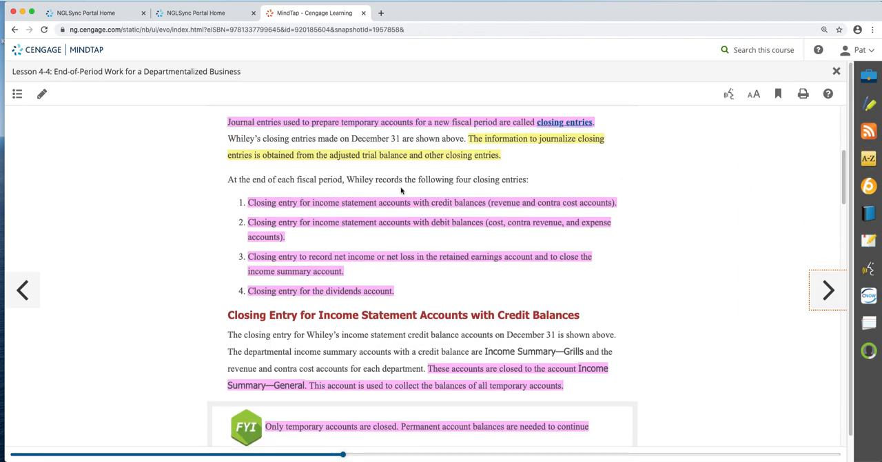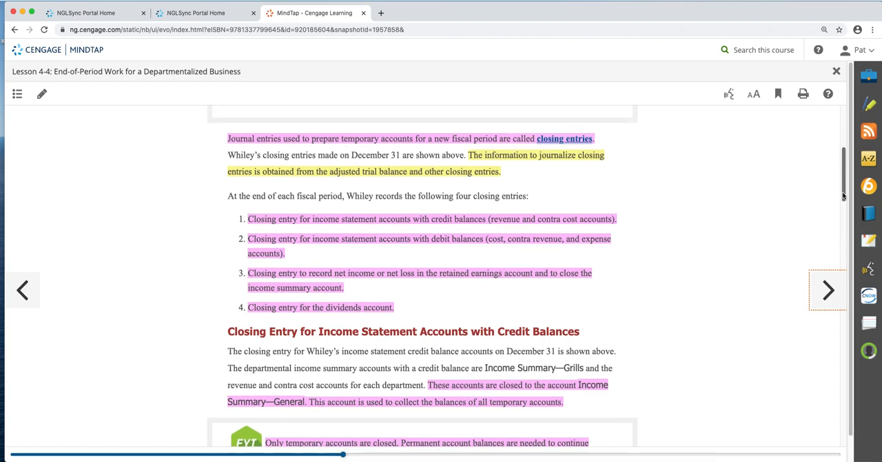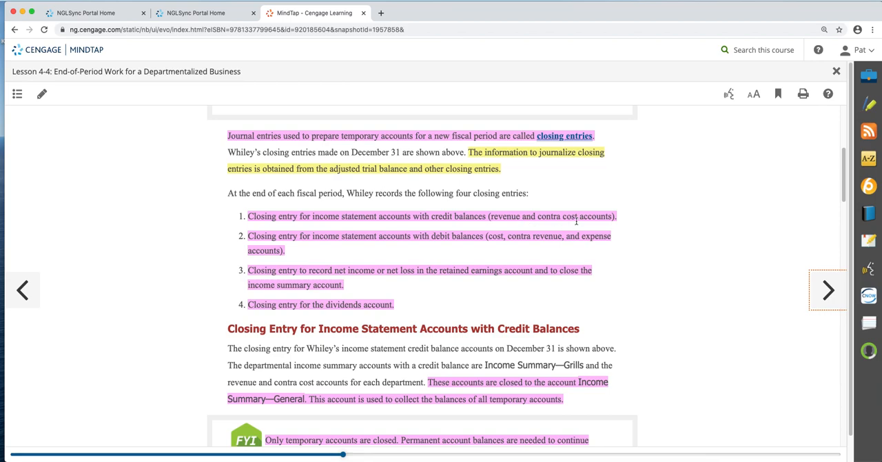First, these are the 4 closing entries. We're going to have a closing entry for income statement accounts with credit balances. We're closing revenue and contra accounts. So we're going to go into the income statement credit column, income statement accounts with credit balances, in the adjusted trial balance. Then we close the second closing entry, income statement accounts with debit balances: cost, contra revenue, and expenses. So the first one is all the sales and contra cost accounts, and the second one will be cost, contra revenue accounts, and expense accounts.